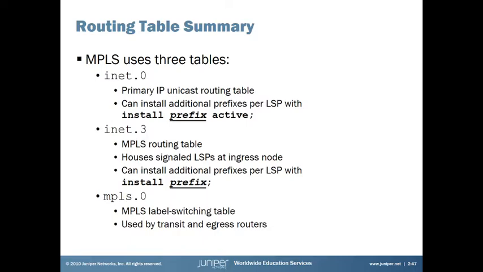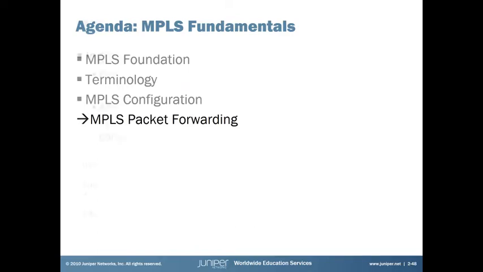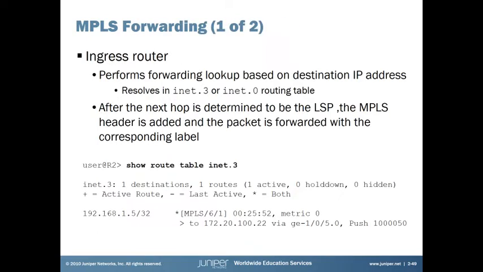So MPLS is using 3 tables. We've got inet.0, so we can use inet.0. It's not the default. inet.3 is what we're going to use by default, and mpls.0 is used by transit routers for the label lookups and swap operations. And we'll look at traffic forwarding.